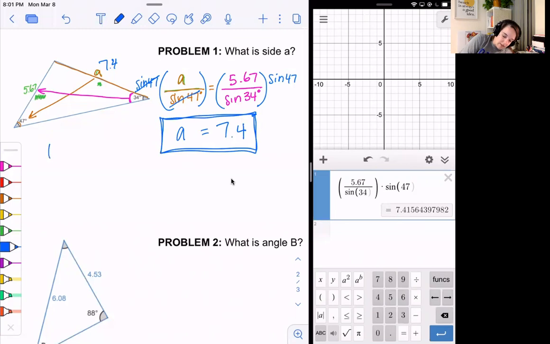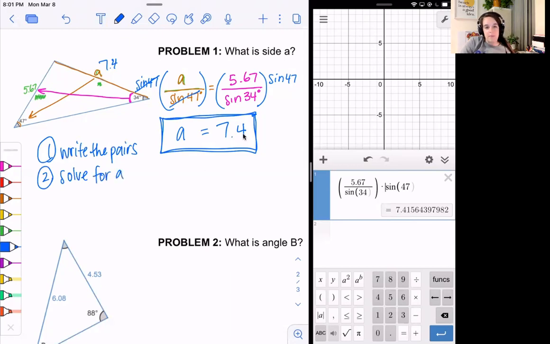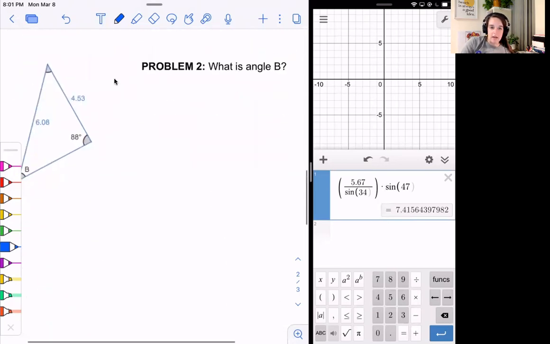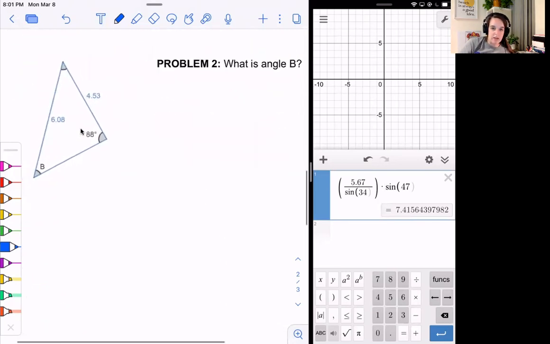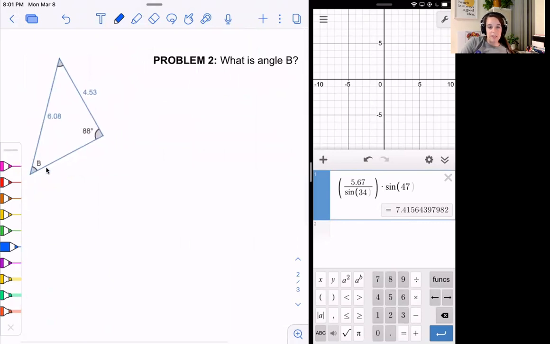All right, so my first step is to write the pairs. Right, and my second step is to solve for A. So my first step was to write these pairs here. My second step, multiply by sine 47. Okay. Go ahead and draw this triangle here. And this time we're going to solve for an angle.